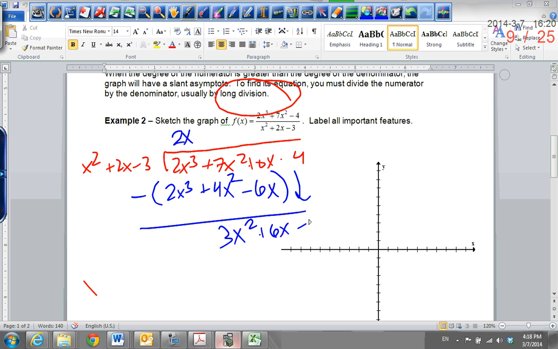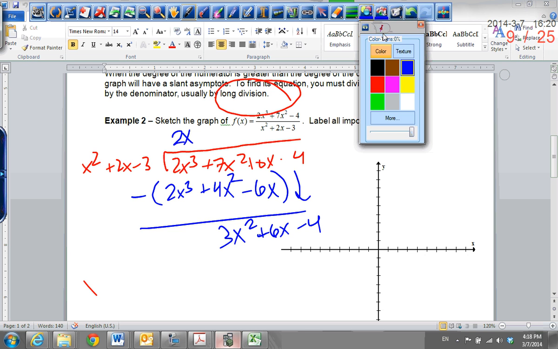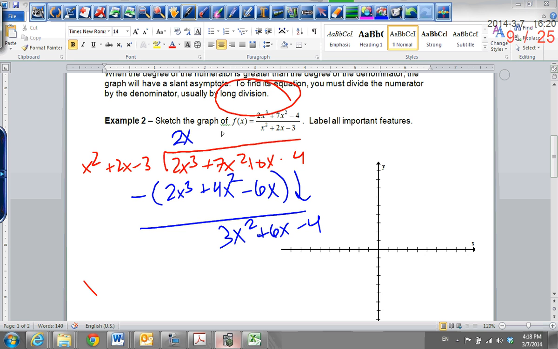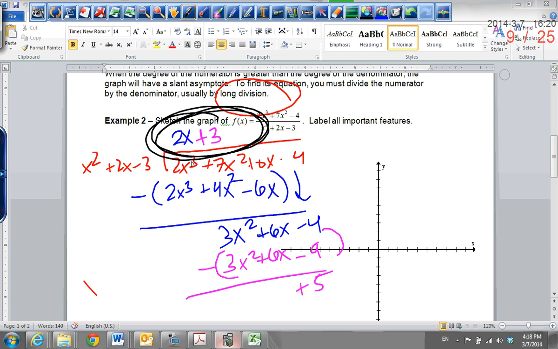Cool. Bring down the negative 4. And then what times what makes x squared? So we got 3. So 3 times that gives me 3x squared. 3 times 2 gives me 6x. 3 times negative 3, negative 9. So now I'm subtracting. If I do all that, those cancel out, that cancels out, and I get positive 5. So then I'm going to stop there because I have my slant asymptote.